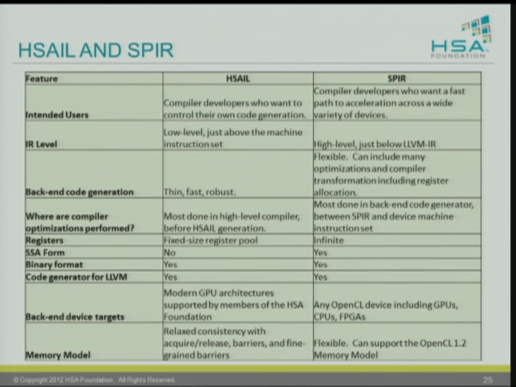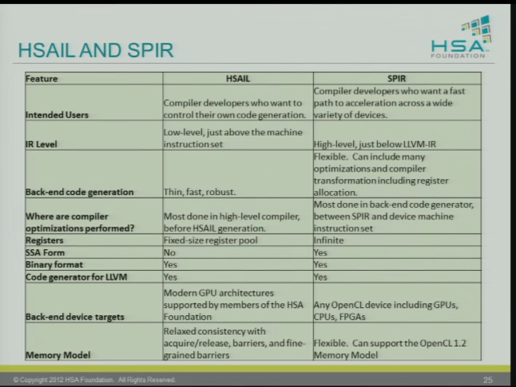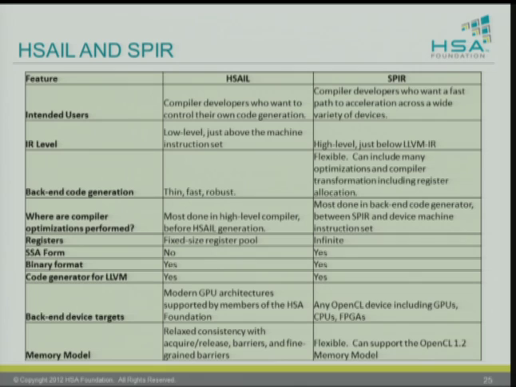HSAIL's memory model is very well defined. It's relaxed consistency. We have acquire release. The SPIR memory model is really kind of mapped to what's supported by OpenCL 1.2. So some differences between the intermediate languages. I think the key point here is that they really complement each other. SPIR fits into a high level in the compilation stack, and HSAIL is really a later phase in the compilation, closer to the ISA that's generated.